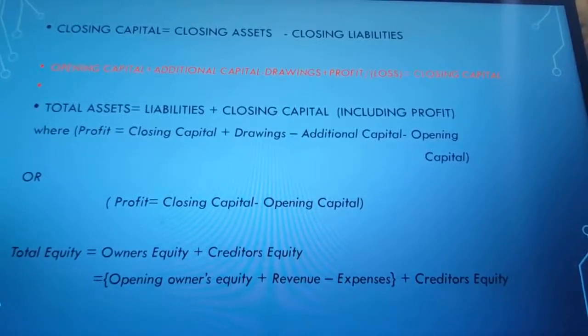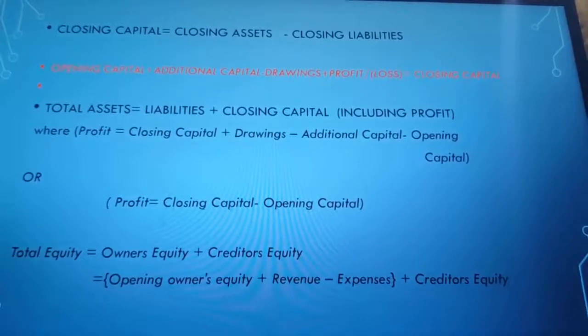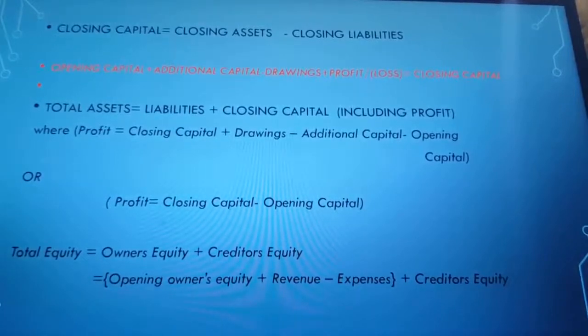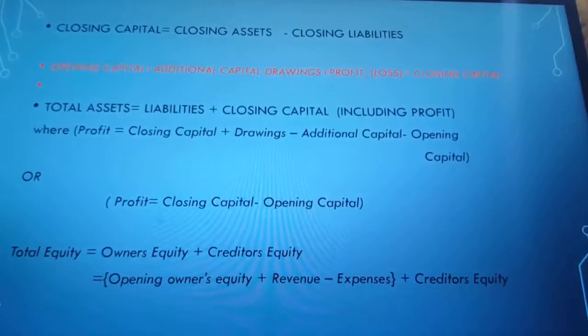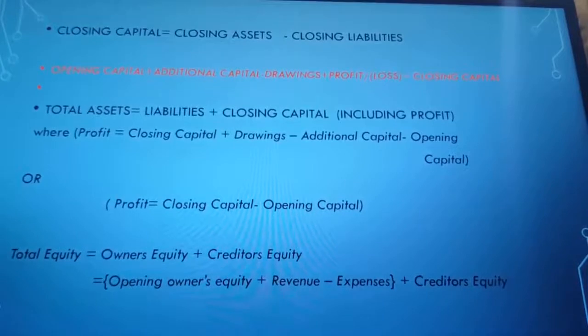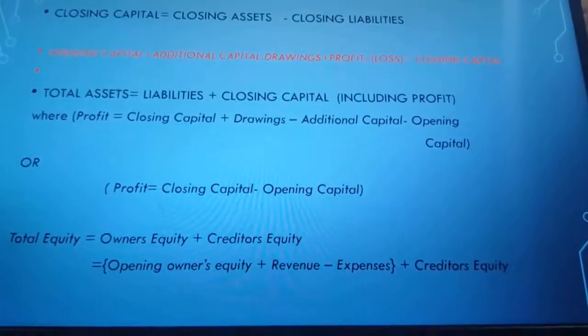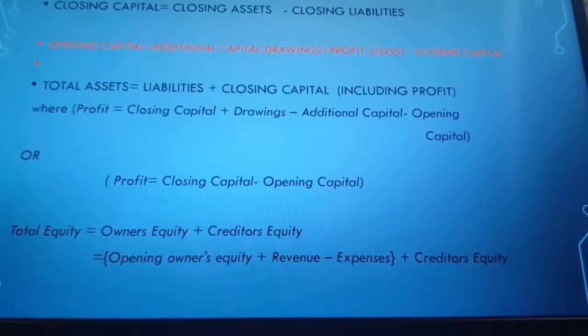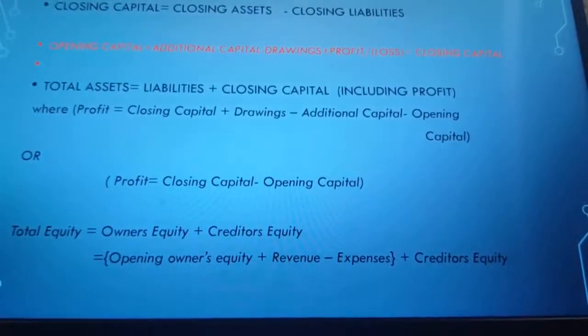However, if there is loss, we are going to reduce that loss. This whole will give us our closing capital as on the year ending 31st March, whatsoever the year may be in the question. So, your total assets is equal to liabilities plus closing capital, which includes your profit here.